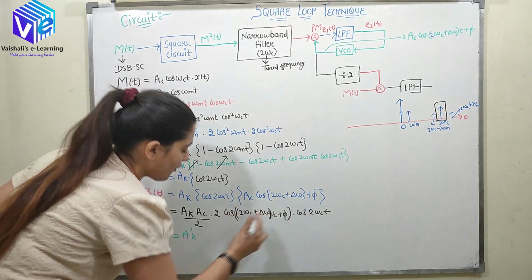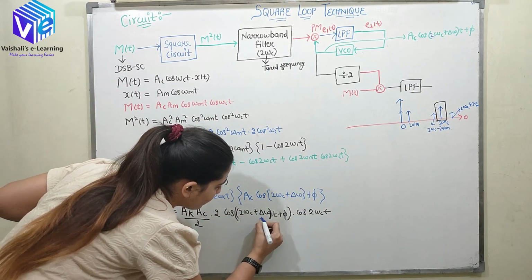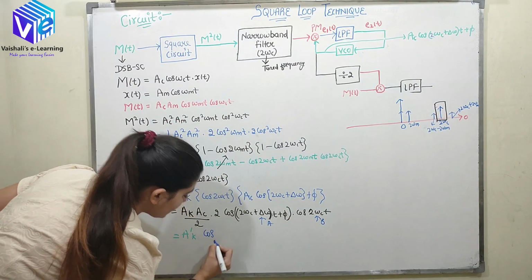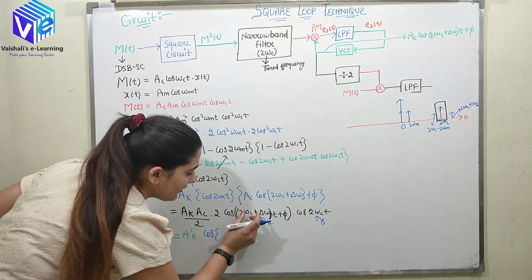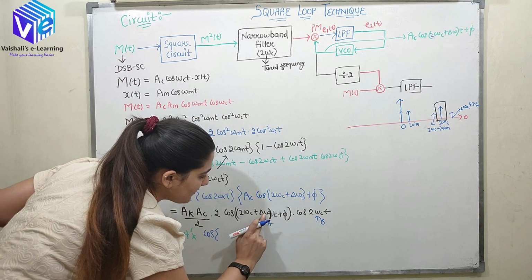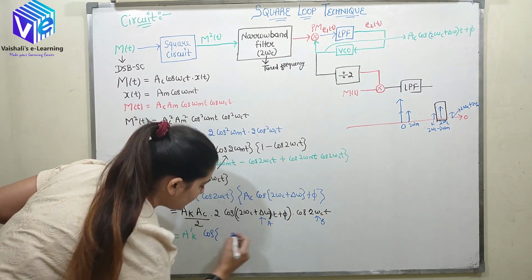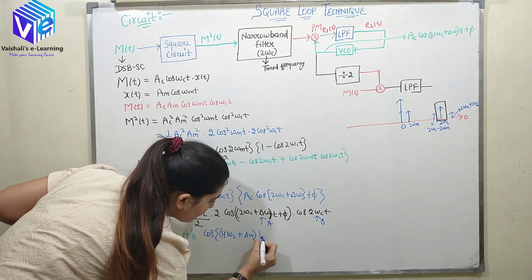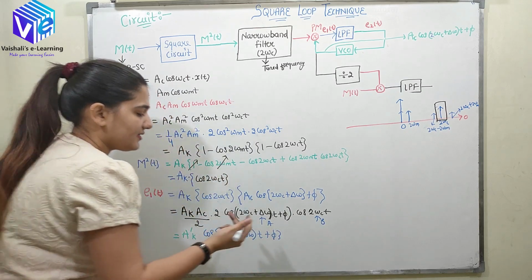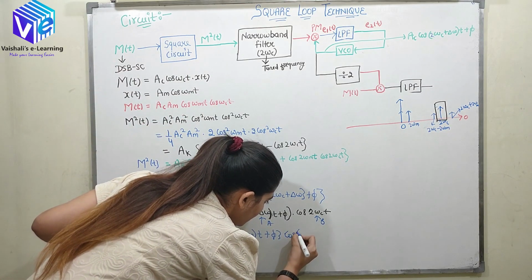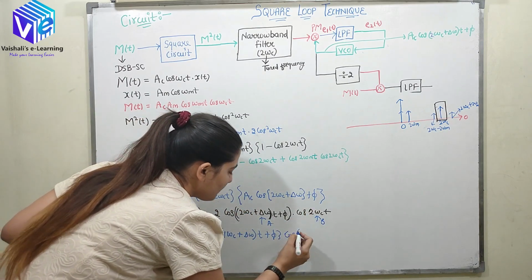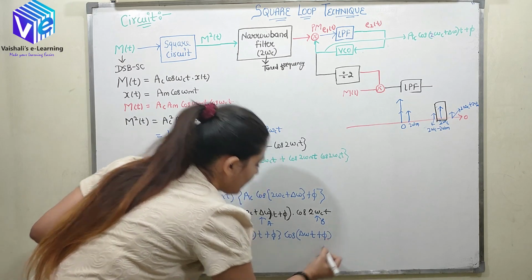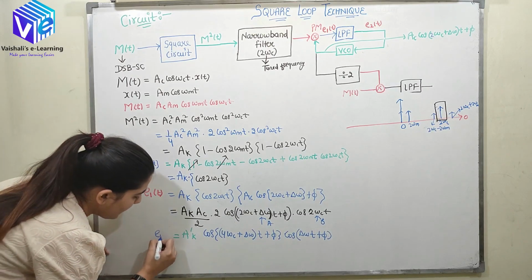Now 2 cos a cos b again would be cos of a plus b plus cos of a minus b. This full term is my a and this is my b. So a plus b would be 2 omega c plus delta omega t plus 2 omega ct, so it would be 4 omega c plus delta omega into t plus phi. If I subtract them, the 2 omega c and 2 omega ct would cancel out, and I am left with cos of delta omega t plus phi. Now this represents my E1t.